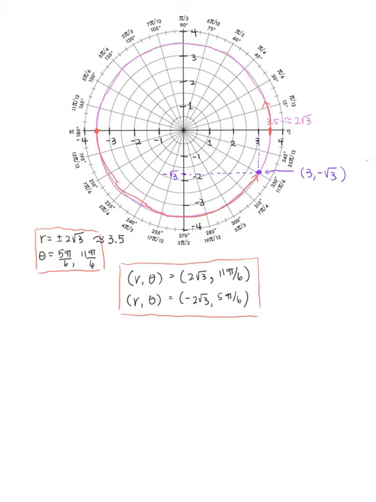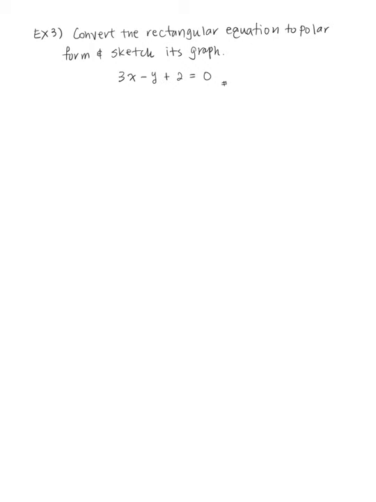Which means that this point right here is exactly the same thing as 2 square root of 3 comma 11 pi over 6, and negative 2 square root of 3 comma 5 pi over 6, and they're all equivalent. Equivalent meaning they all represent the same point. I hope you're getting a little bit comfortable with converting a point from polar to rectangular and rectangular to polar.